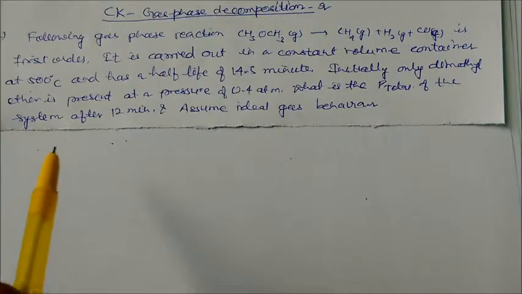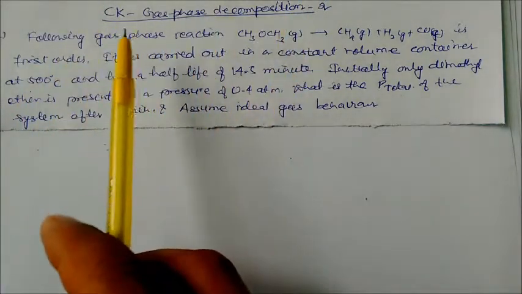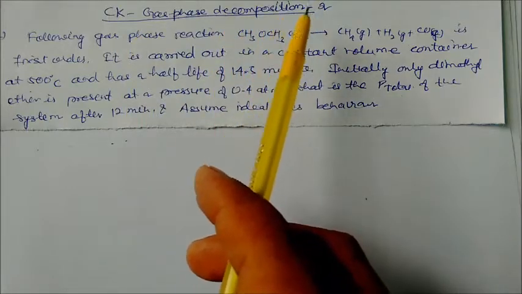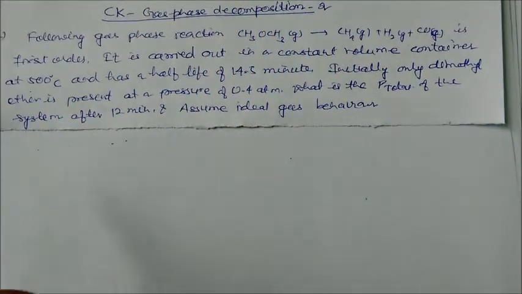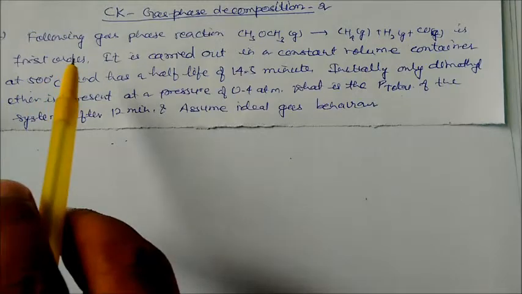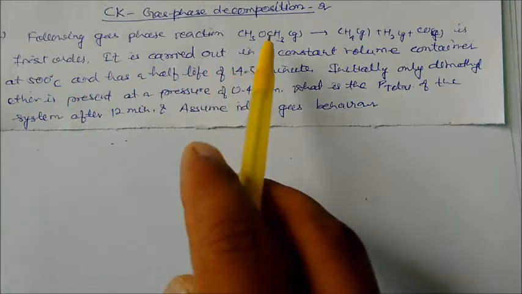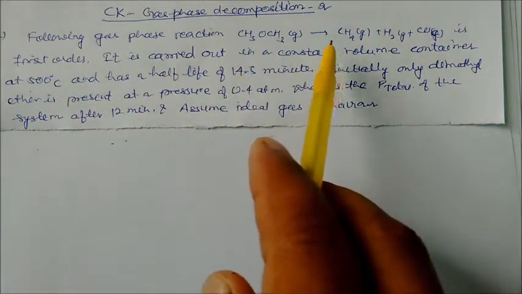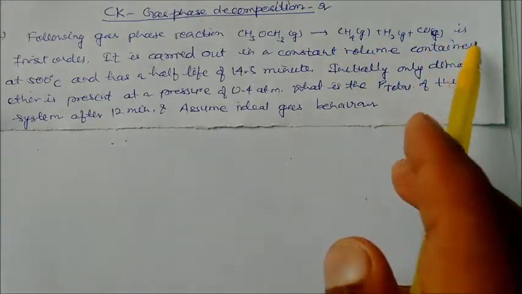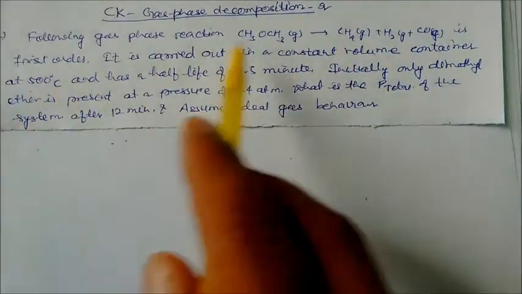So let us see this problem, chemical kinetics, and the topic is gas phase decomposition reaction, second part. So this is the problem. In the following gas phase reaction, dimethyl ether is converted into methane, hydrogen, and carbon monoxide. This is a first order reaction.